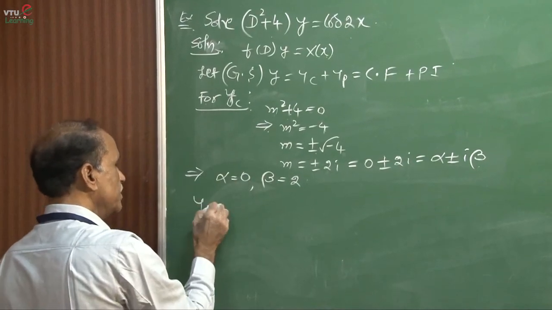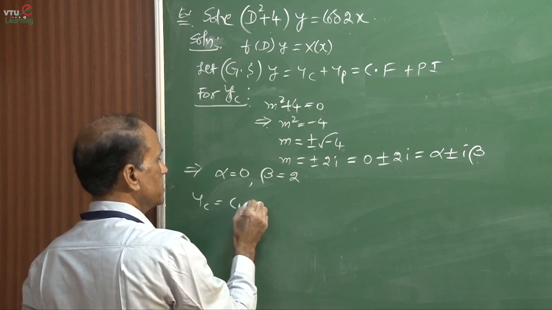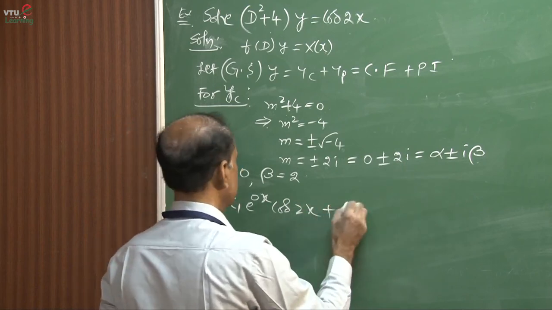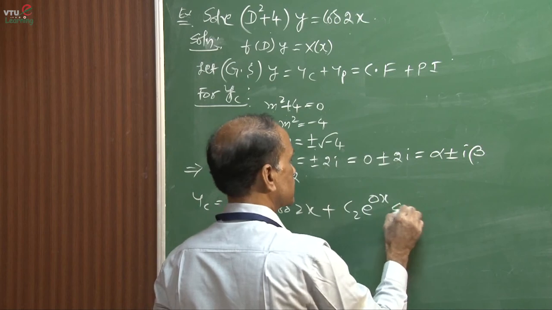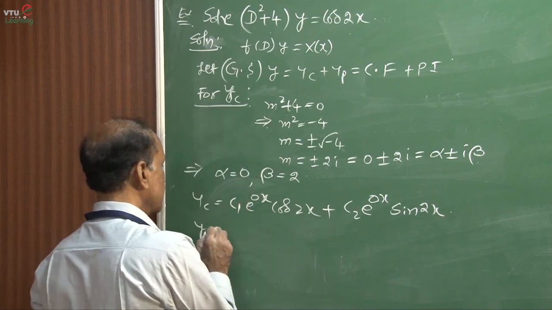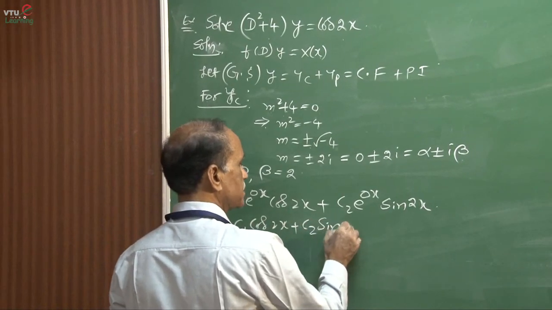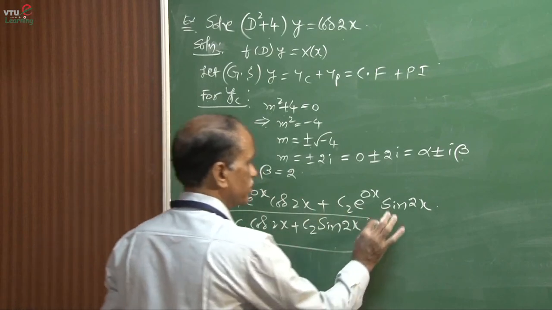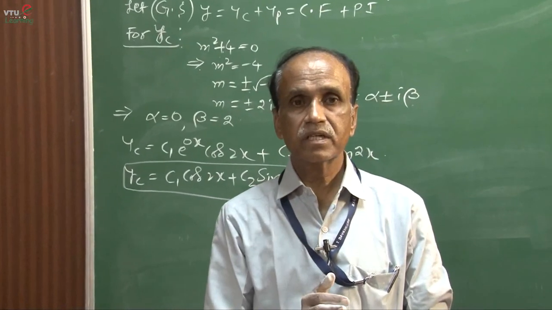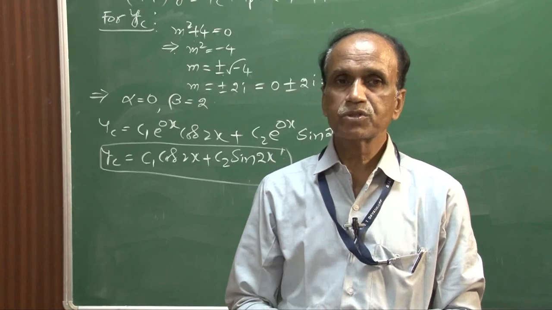Then yc is equal to c1, and there must be two constants because this is a second degree equation. c1 e to the power 0 into x and cos of 2x, because beta is equal to 2, plus c2 e to the power 0 into x and sine of 2x. Finally the complementary function yc is equal to c1 cos 2x plus c2 sine 2x. This is the complementary function for the given problem, which corresponds to the LHS of the given differential equation. I would like to stop up to here. Then I'll be discussing the rest of the solution in my next lecture.